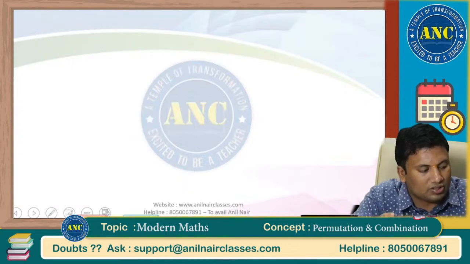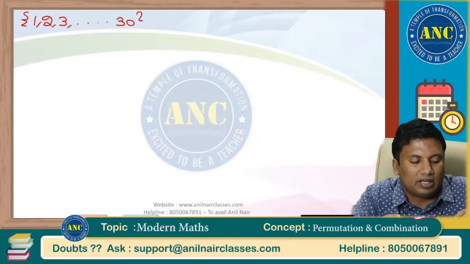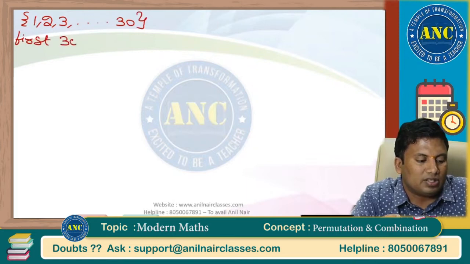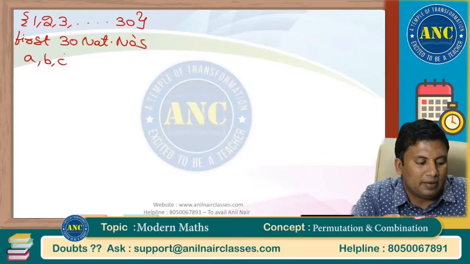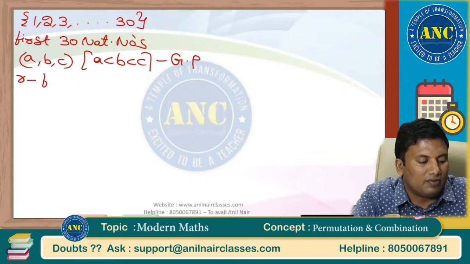One more question which we will solve. 1, 2, 3, it is nothing but 30. From the first 30 natural numbers, how many triplets A, B, C, A less than B less than C, can be chosen such that they are in geometric progression where R is in fractions?